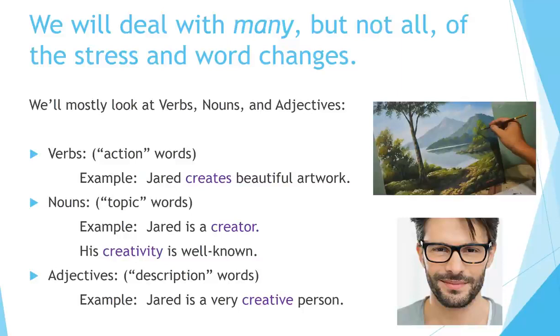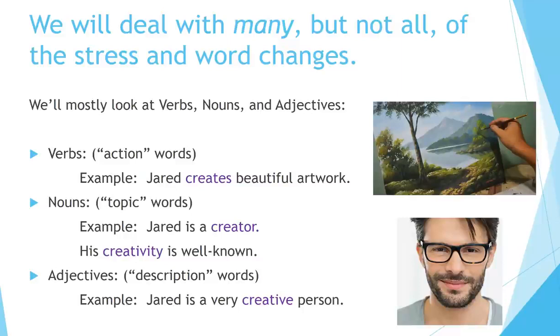What are nouns, verbs, and adjectives? Well, generally speaking, verbs are action words. For example, Jared creates beautiful artwork. Creates is the verb in the sentence, and it talks about the action that Jared is doing.